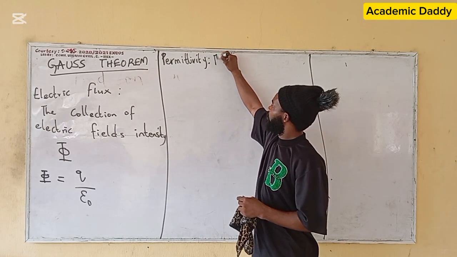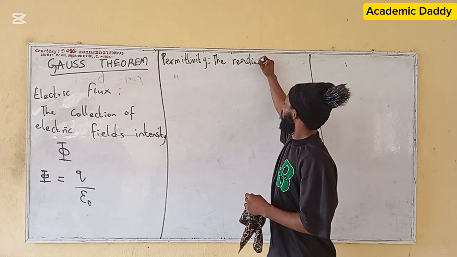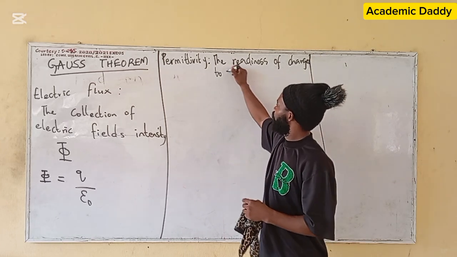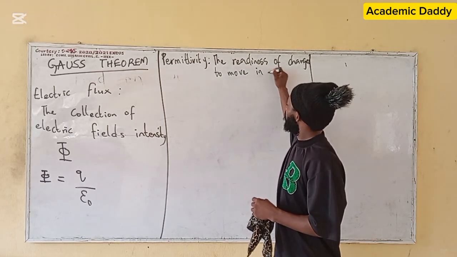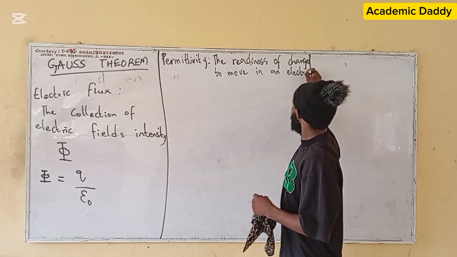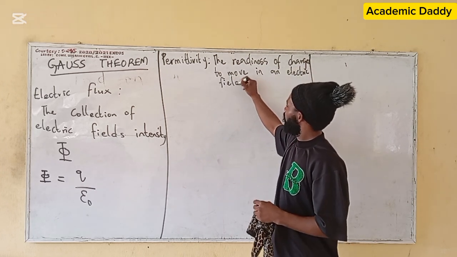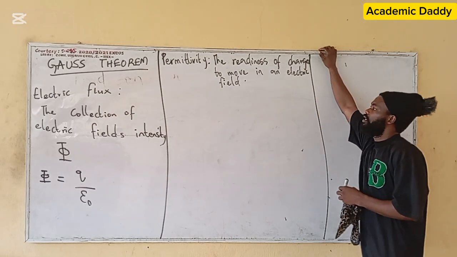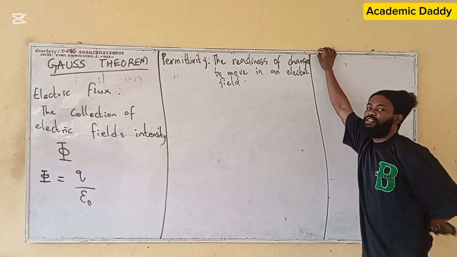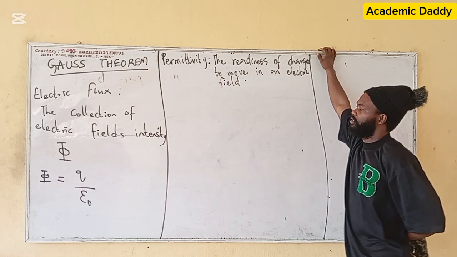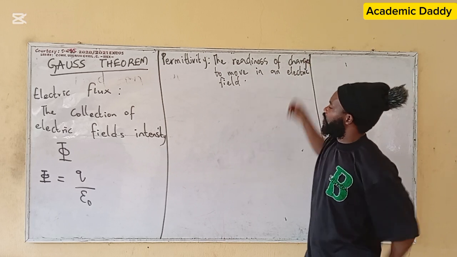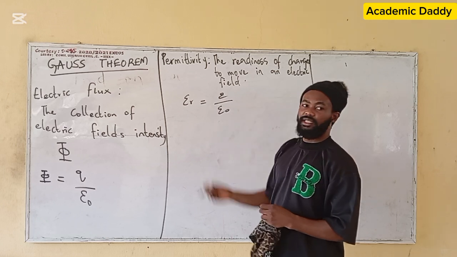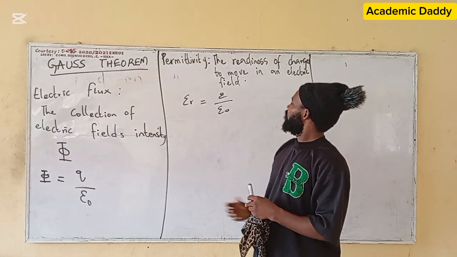So I said the readiness of charges to move in an electric field is what we call permittivity. Under this permittivity, we have relative permittivity, permittivity of free space, and permittivity of dielectrics. Hope you are aware. Those are chapter 1 works. So I said we have ER, chapter 1. For those of you that have gone through chapter 1, this is a common formula.